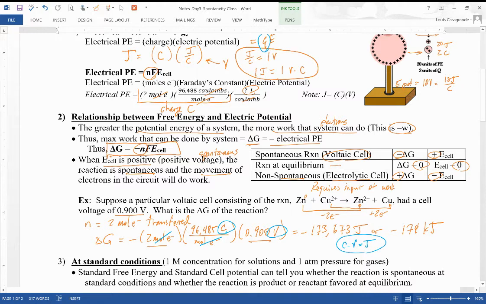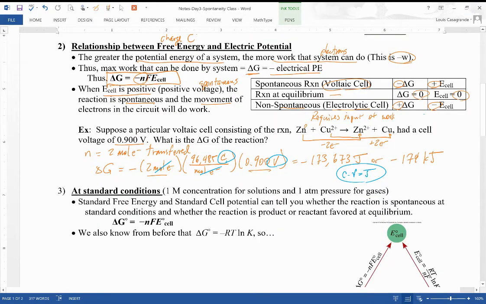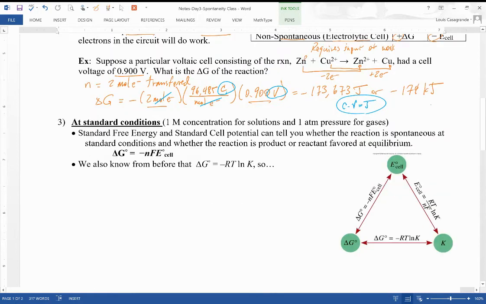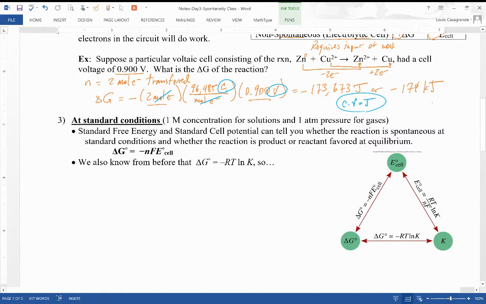So now let's take a look at what happens at standard state conditions and come up with a couple of equations that are going to be useful for us. And we're also going to relate the delta G and the E naught for the cell to K by the triangle that you see at the lower right. So standard conditions, again, 1 molar concentration and 1 atmosphere pressure.